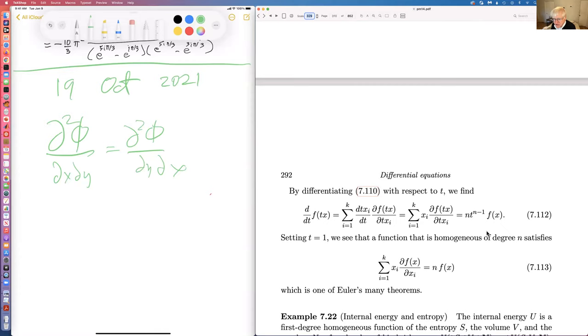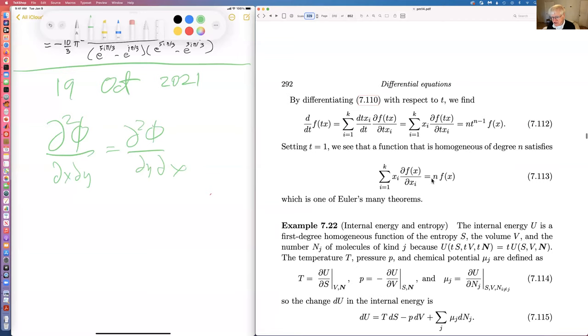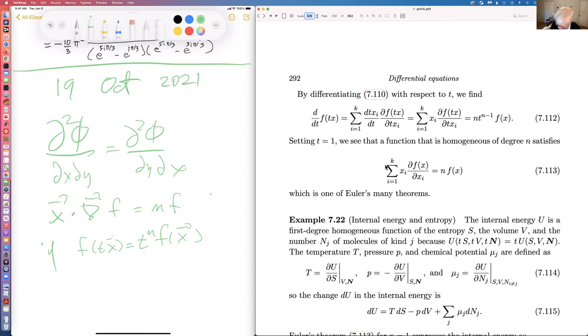And what Euler noticed was, well, set t equal to 1, you get a nice juicy formula, namely that the sum of the xi's times partial f, partial xi, summed, gives you n f. Now, n is the degree of homogeneity, k is the number of variables. And another way of writing that is x dot grad f equals n f. If f of tx equals t to the n f of x, and I should put x's as vector things there.